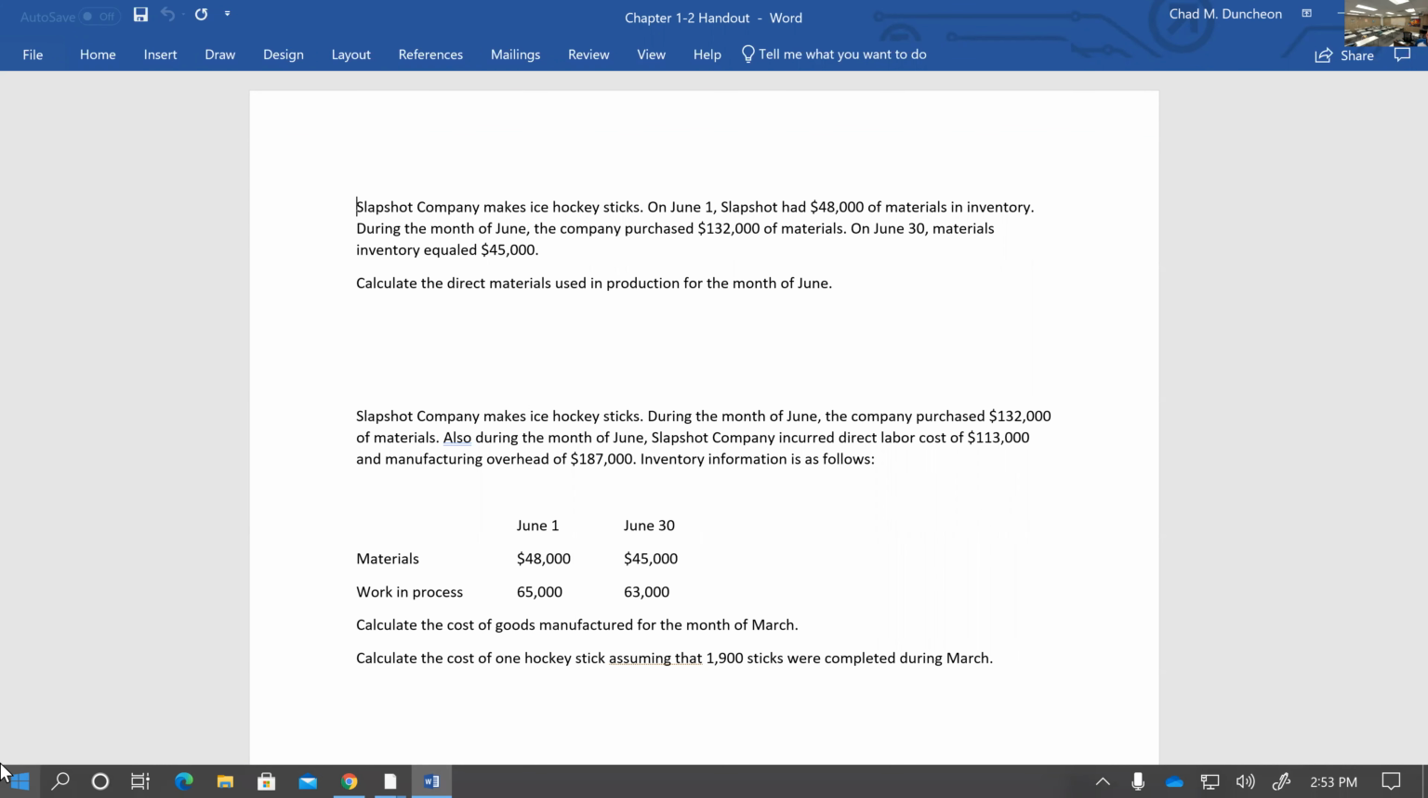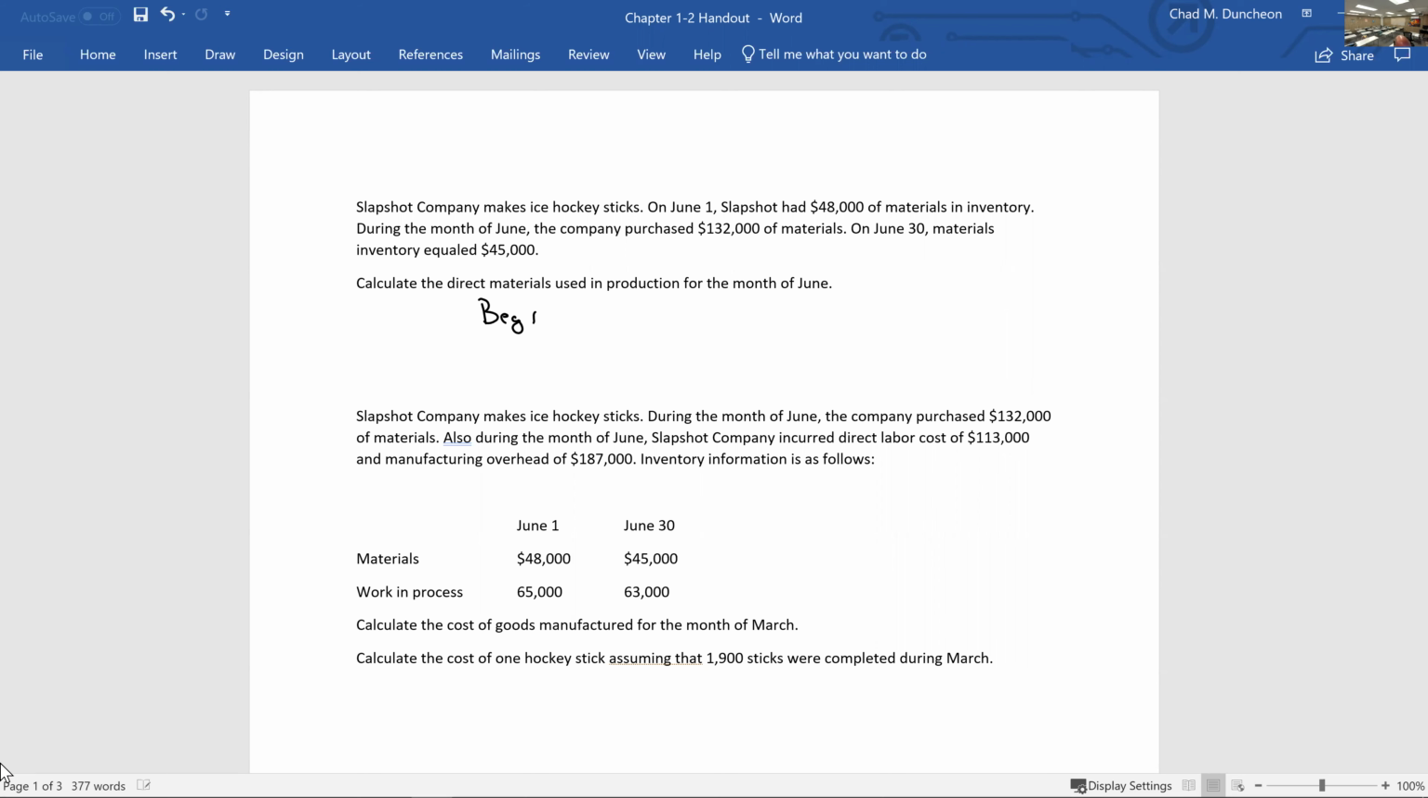We had 48,000 in materials inventory. During the month, we purchased 132,000, and materials inventory equaled 45,000 at the end. So, direct materials used in production. We're going to take our beginning materials inventory plus our purchases, and that is going to show us how much materials we actually have available. Then we subtract out our ending materials inventory, and that will show us how much we used.